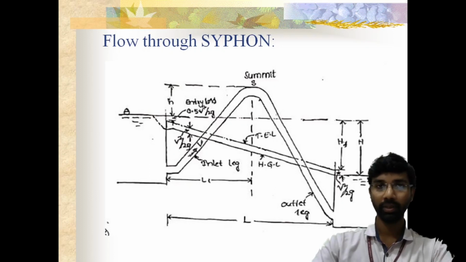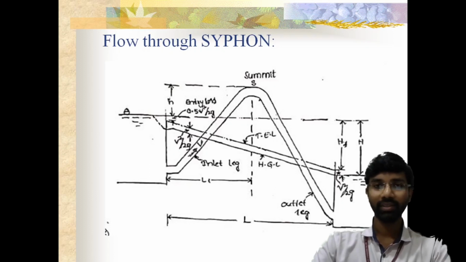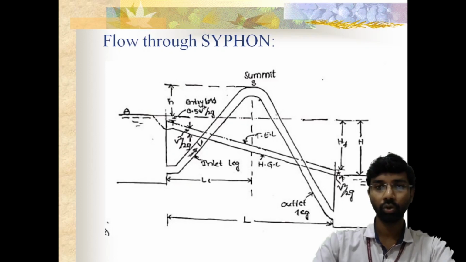Today our topic is flow-through siphon. In the previous lecture, we discussed flow through long pipes. In that we covered different types of pipe arrangements, that is, pipes in series connection or parallel pipe system. And now it is flow-through siphon.